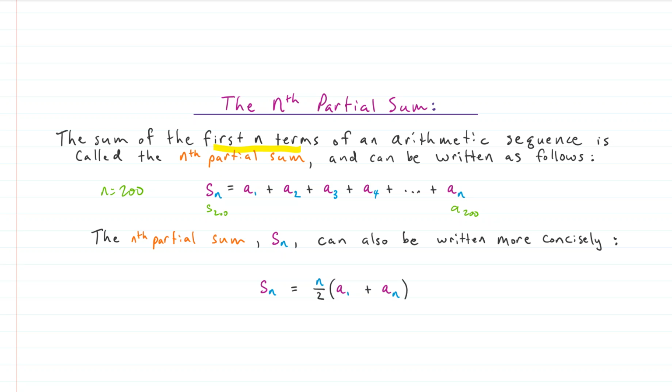So you can do that, right? But that's a lot of work, adding 200 separate terms together. So lucky for us, we have a more concise definition below. And that definition is S sub n, which is the same nth partial sum, is n divided by 2 multiplied by the quantity a1 plus a sub n. So the first term in your partial sum and the last term in your partial sum, you add them together and you multiply that by n divided by 2, and that's your sum.